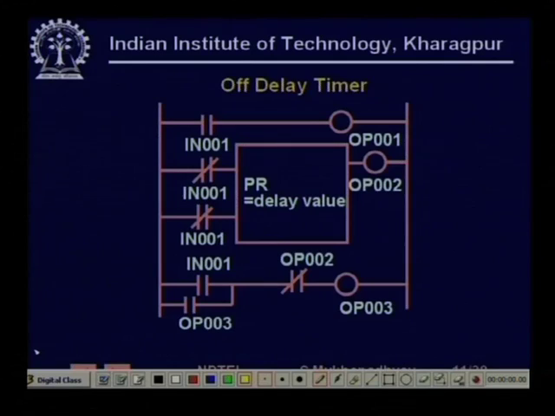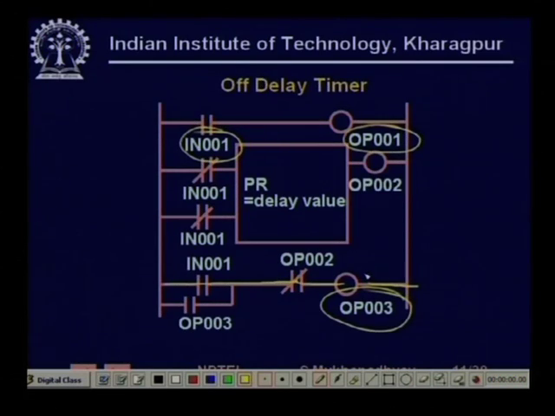So, how do we realize this one? That is simple to realize. You see that now we are having an off delay. Again, when the input goes on, immediately OP001 goes on. When OP001 goes on, you see IN001, this is already off in the reset position. So, OP003 immediately goes on. This is my final output. So, there is no delay in getting on.